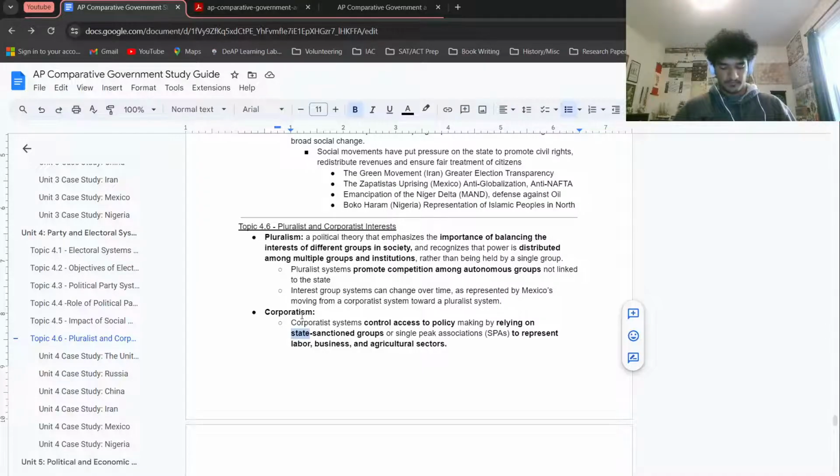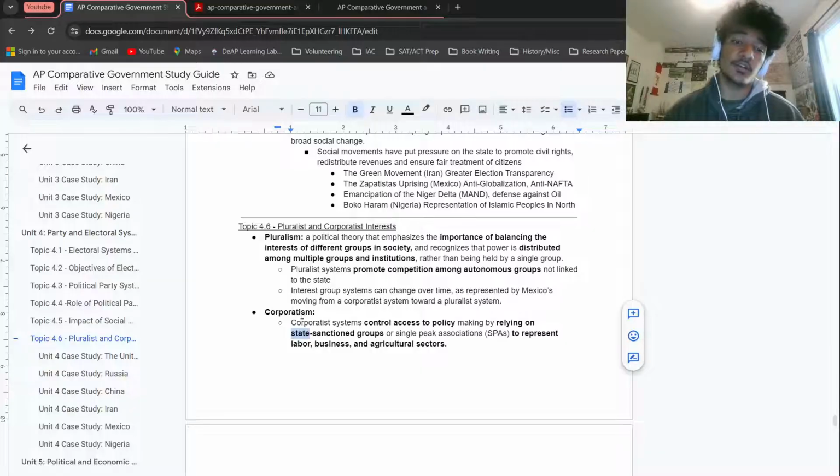So pluralism is what you find in democracies. Corporatism is what you find in authoritarian regimes. Pluralism is the idea that interest groups should be free and composed of by the society. Right, the society should make up interest groups. Corporatism is the idea that the government is the one that controls access to interest groups, controls access to civil society. Corporatism, what you find in authoritarian regimes. Pluralism is what you find in democratic regimes.